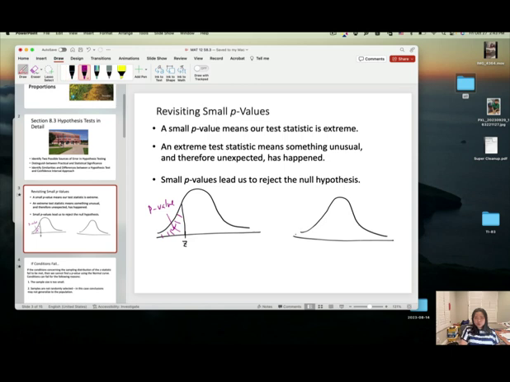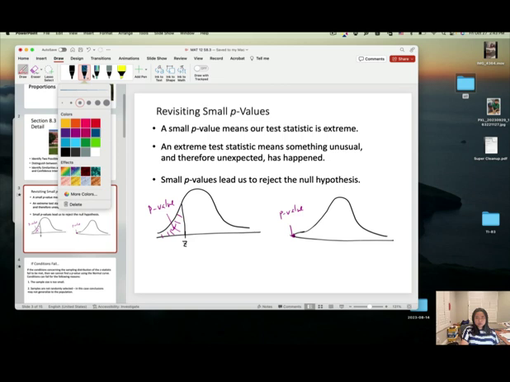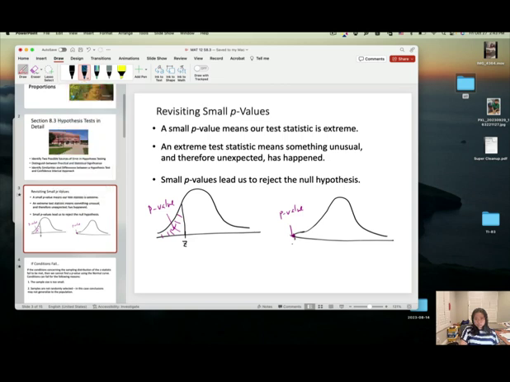If my p-value is really small, somewhere like here, that means my test statistic is somewhere like here. When I compare these two pictures, if I have a small p-value, that means my test statistic is also very small. This is what they mean when they say the test statistic is extreme. And an extreme test statistic means something unusual.